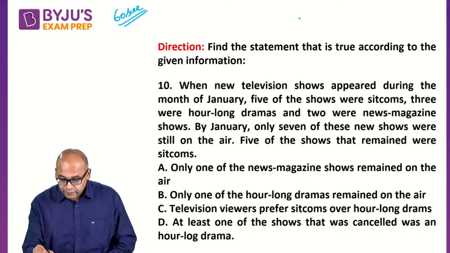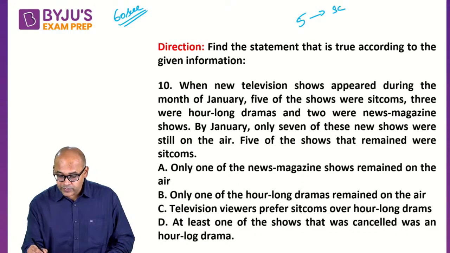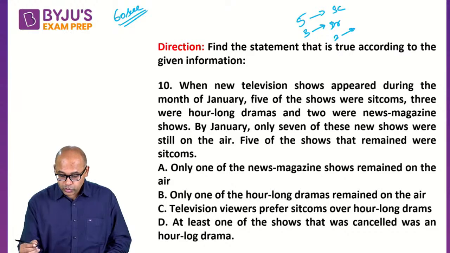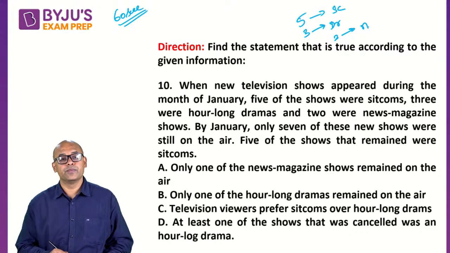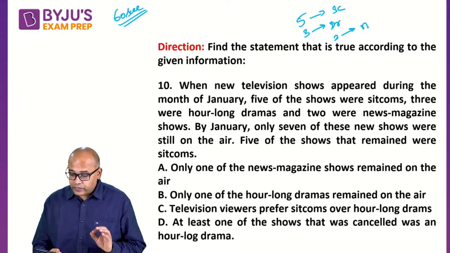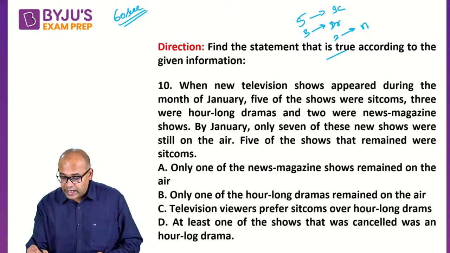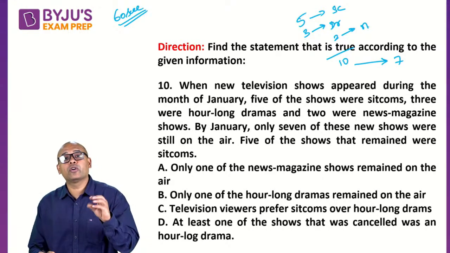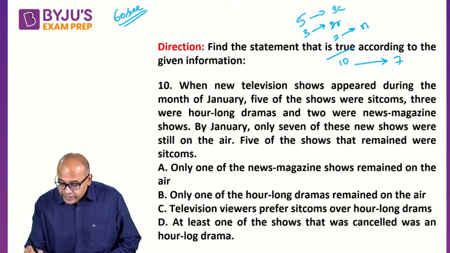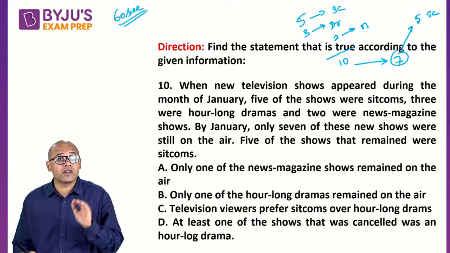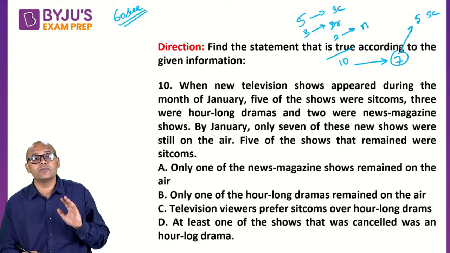There were totally 5 sitcoms, 3 dramas, and 2 news magazines. Now, by January, only 7 of the new shows were still on air. So totally we had 10. Now these 10 became 7. 3 of them got closed. And out of these 7, 5 of them are sitcoms. So all the sitcoms survived. None of them closed.